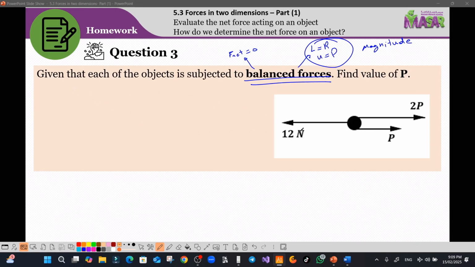Now, horizontally, to make them balance horizontally, left must be equal to right. So what will be the value of P to make this system balance horizontally? Now, on the left-hand side, we have 12. On the right-hand side, we have 2P and P. Now, 2P and P is 3P.